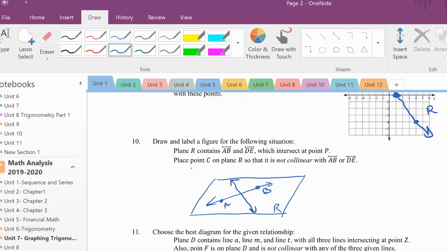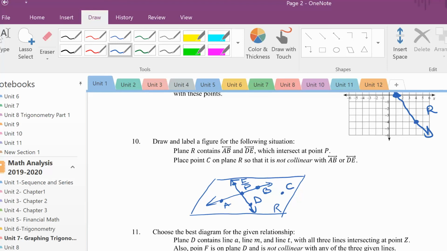Here's line DE. However, we're going to place a point C on plane R so it's not collinear with A and B. So we'll make this D, we'll make this E, and then here's P. Right, because P is the intersection point. And then point C, we could just place out in space here because it's not collinear with A, because not collinear means not on the same line.